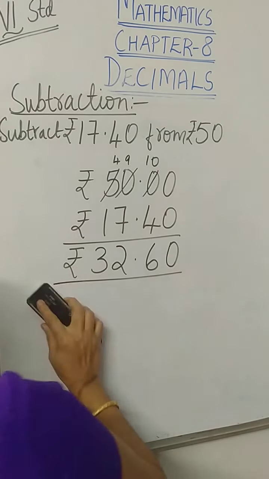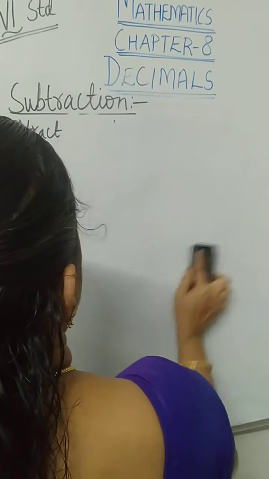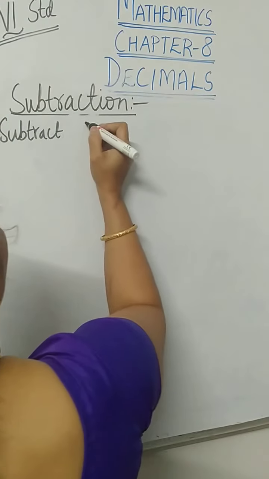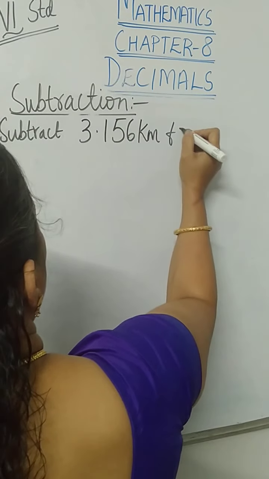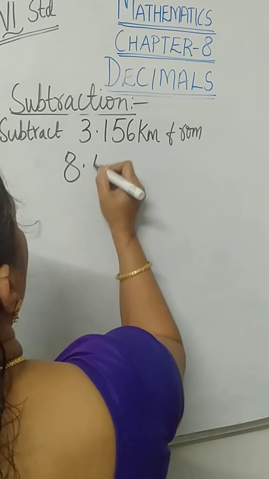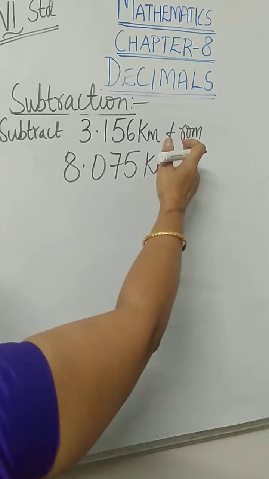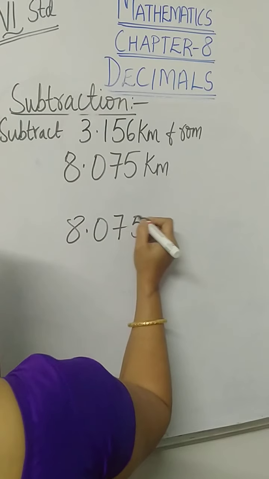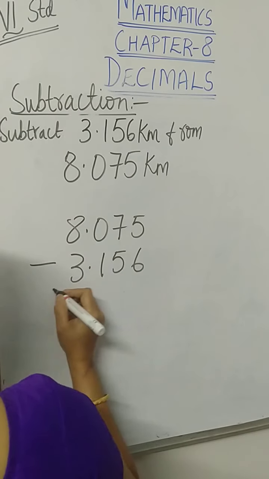Now, let us subtract 3.156 kilometer from 8.075 kilometer. When it is given like this, the number which comes after "from" should be written in the beginning. 8.075 minus 3.156. Let us subtract now.